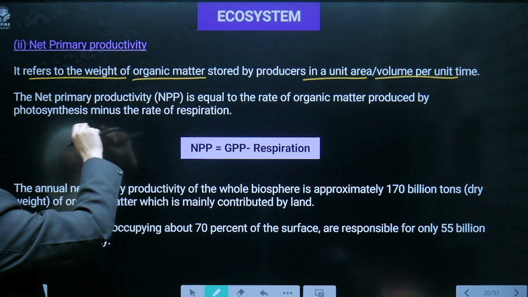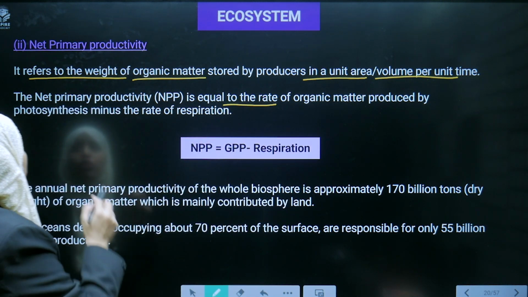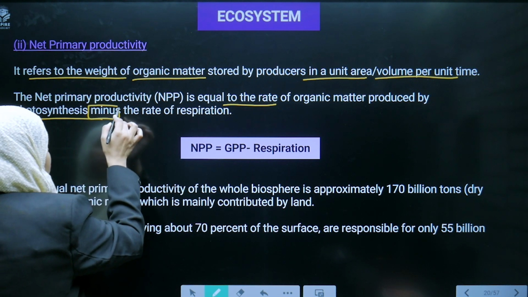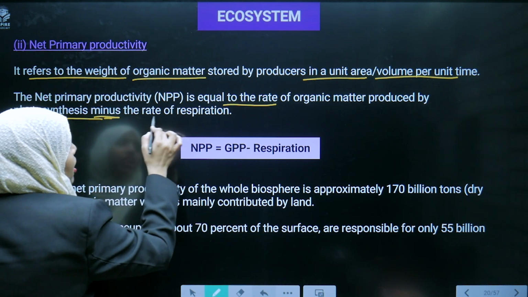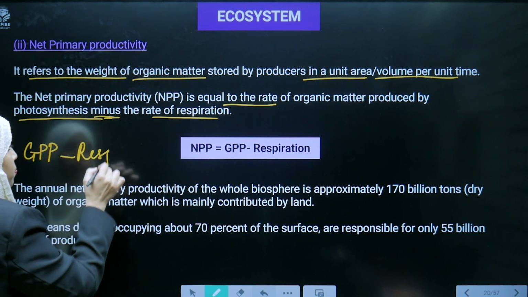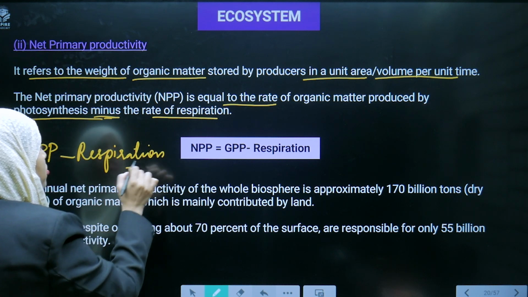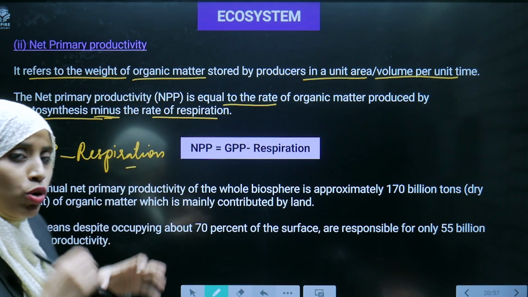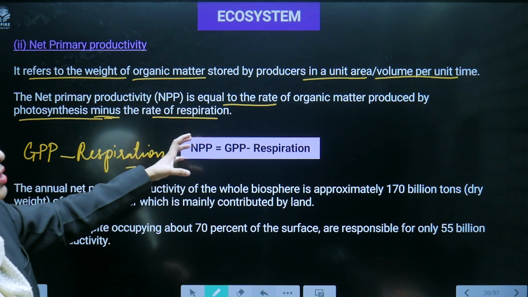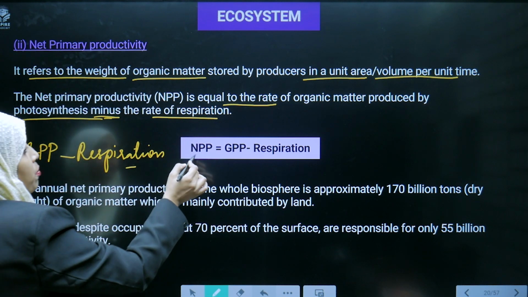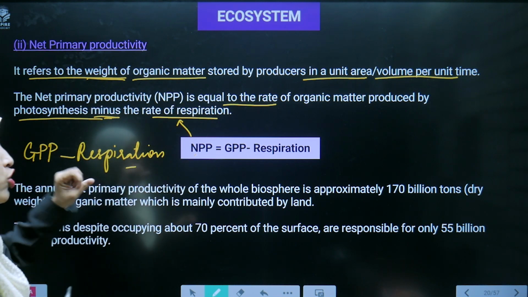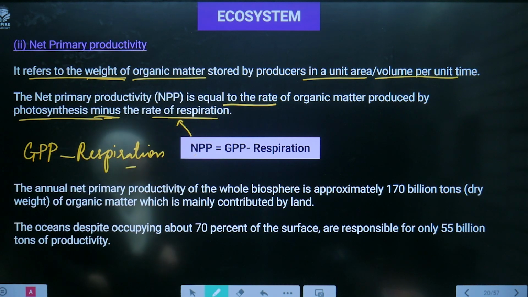Okay, so net primary productivity is equal to the rate of organic matter produced by the process of photosynthesis minus, this is the important thing, we have to subtract the rate of respiration. So simply gross primary productivity minus respiration, that is the amount of energy which is utilized by the plant itself. For its own functions, what the plant used up, that is the respiration. So from gross, subtract the total respiration, and that will be the net primary productivity. So we can say net primary productivity is the weight of the organic matter which is stored after utilization in respiration, what is left and stored by the plant.